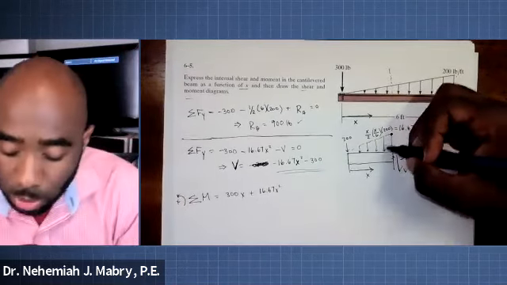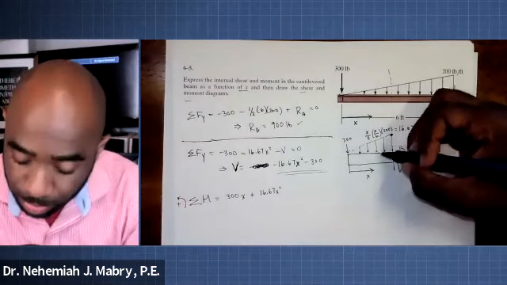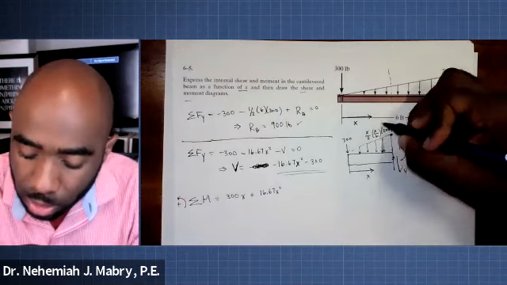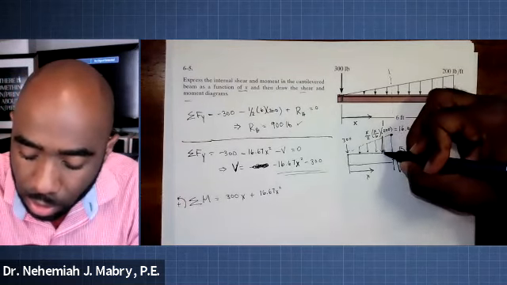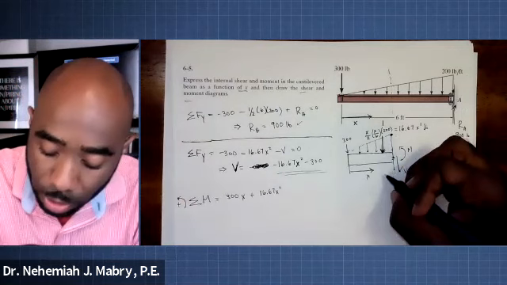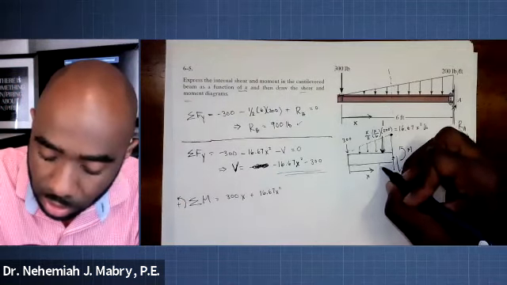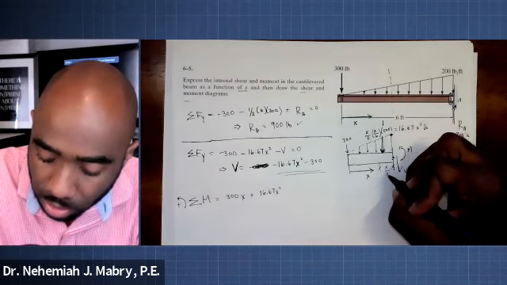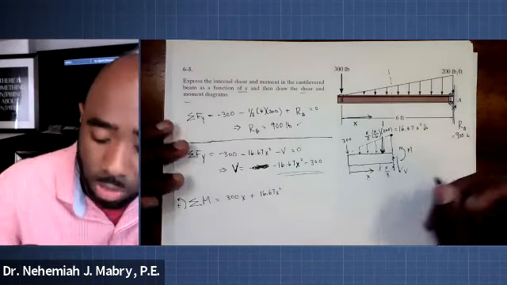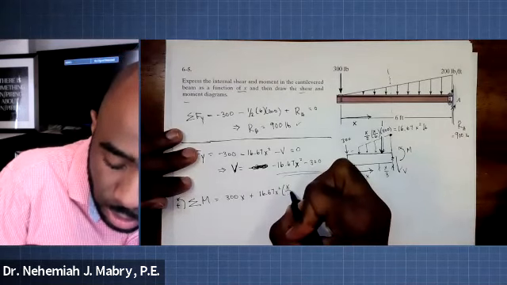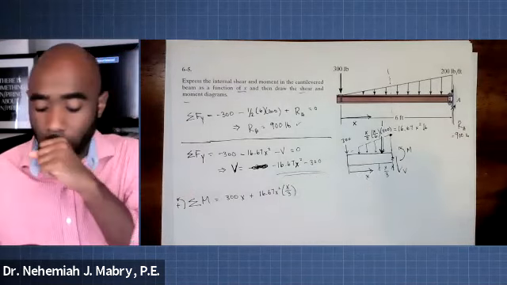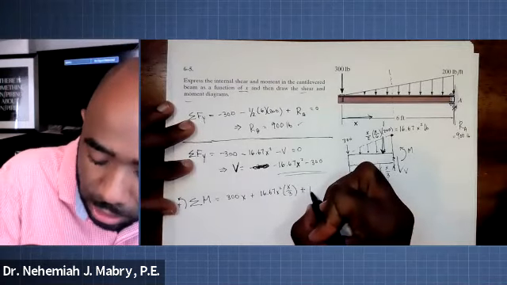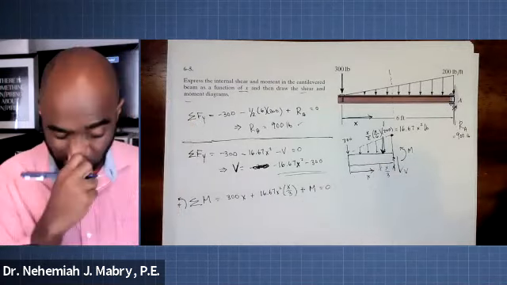But where would the resultant be? Since this is triangular, it'd be 1/3 from the bottom. So the resultant of this will be right here, right? 1/3 from the bottom. So that distance here is X over 3, right? X over 3. So we're going to write X over 3 right there. And then we have to include that M there. So we'll say plus M equals 0.